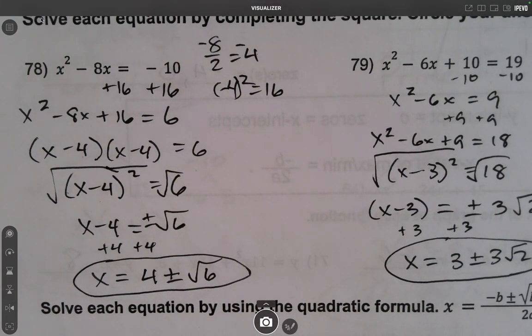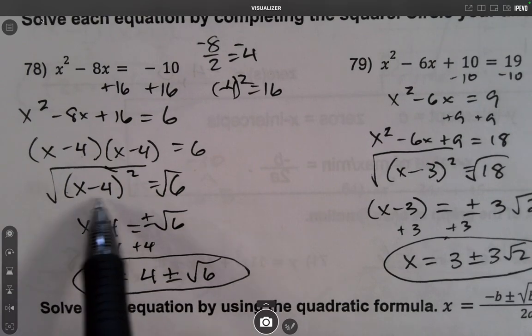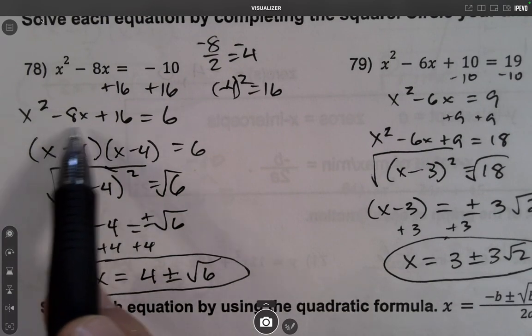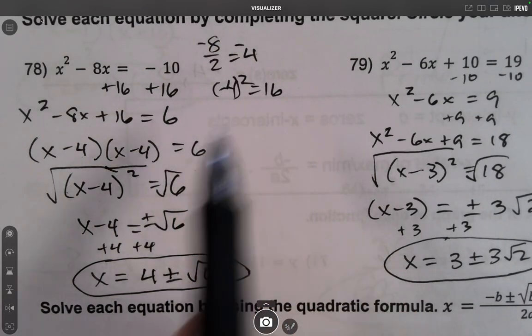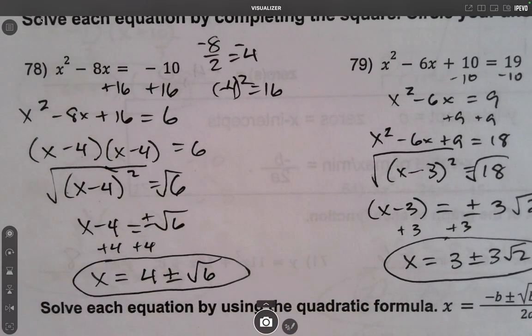And if you recall, I told you that when you're completing the square, so I'm only talking about completing the square, this value right here is always half of this one. So it's half the middle and square it. This one's always half the middle. So it's going to be -4, because that's half of -8.